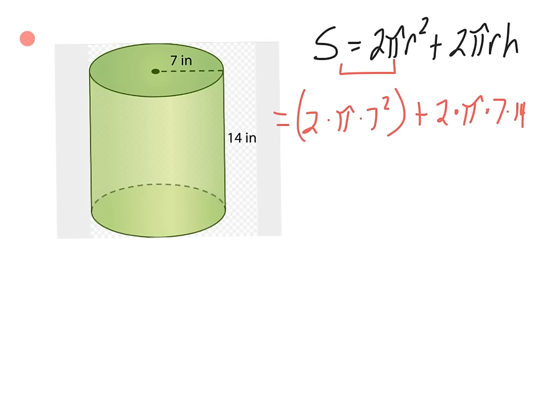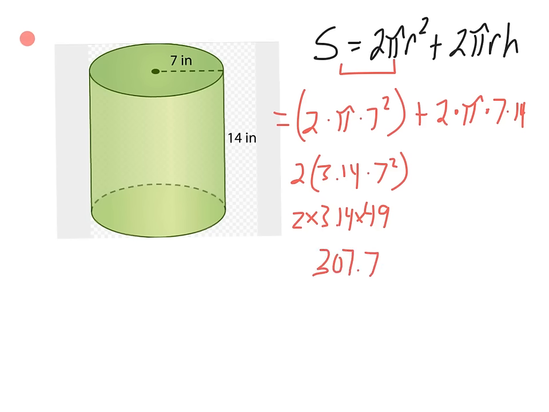So let's start solving. 2 times pi times 7 squared, so it's 2 times 3.14 times 7 squared. 7 squared is 49. 3.14 times 49 times 2. I'm going to use a calculator here. And I came up with 307.7 for the area of both of the circular faces of the cylinder.